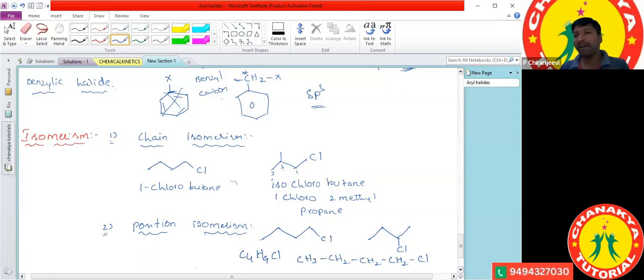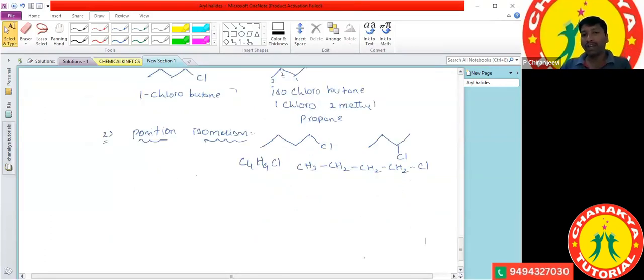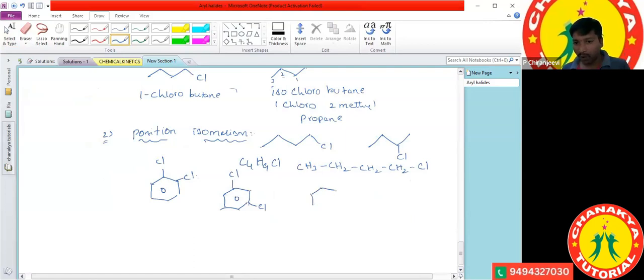Whenever you write the complete structural formula, you get the total number of carbon atoms and hydrogens. So this exhibits structural isomerism. Under structural isomerism, haloalkanes and haloarenes exhibit chain isomerism and positional isomerism. Another example of positional isomerism is 1,2-dichlorobenzene, 1,3-dichlorobenzene, and 1,4-dichlorobenzene, which we can consider as positional isomers. Got it?